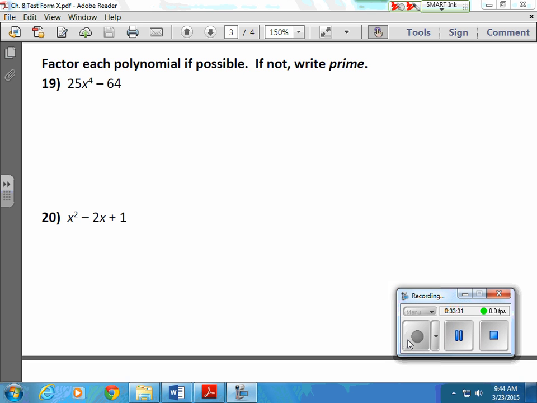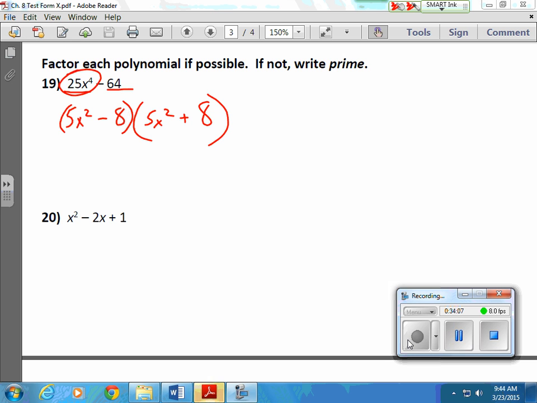No. So the next step is, let's try to see if they're a difference of squares. Since there's no x to the first term, or x squared, it's kind of looking weird. Let's see if this is a difference of perfect squares. Is that a perfect square? Is that a perfect square? So we'll factor. 25x to the 4th, what's the square root of 25x to the 4th? And 64? Positive, one's negative.